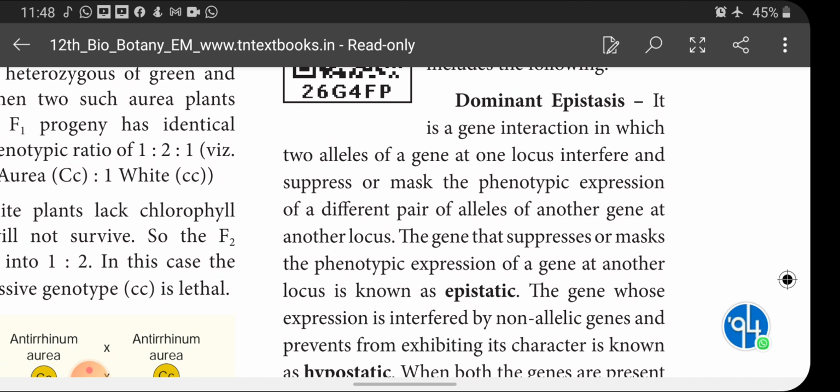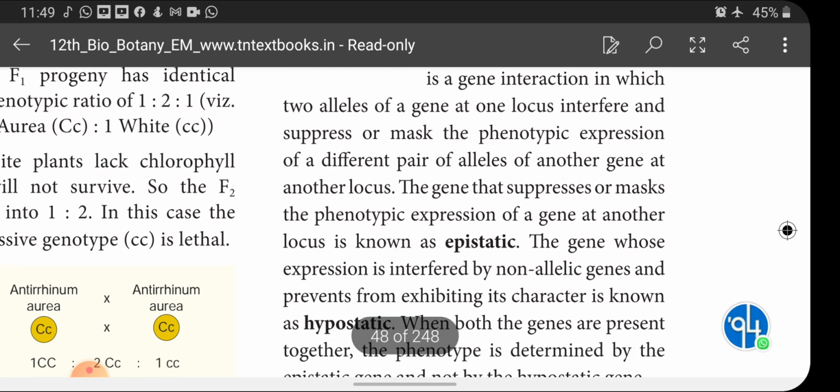2 mark question. Sometimes you will get a question like, explain intergenic interaction with example. So in that case you have to explain what is intergenic gene interaction, and an example for intergenic interaction is dominant epistasis, and you explain that.